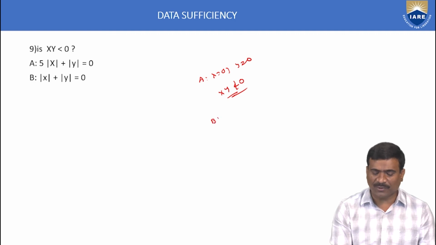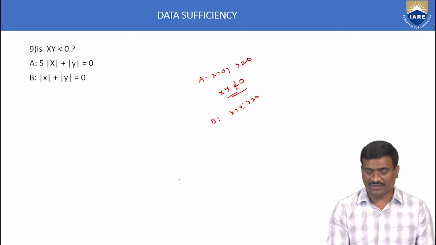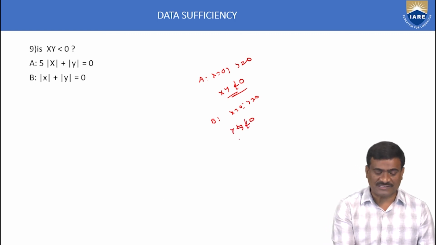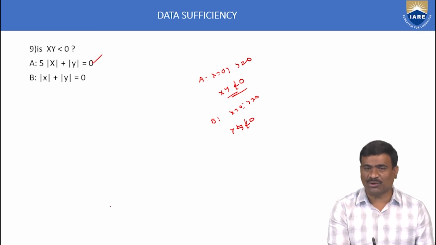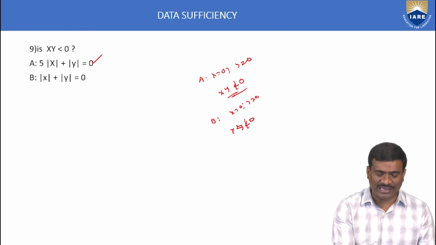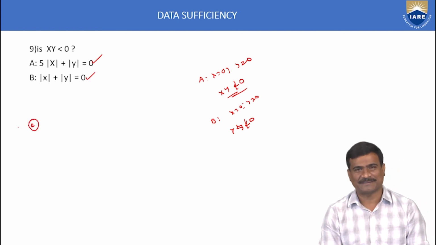Statement B again, by using modulus, x is equal to 0 and y is equal to 0. Then xy is not negative. So statement A alone gives xy not negative, and statement B alone gives xy not negative. A alone is correct, B alone is correct. Then option E only is correct.